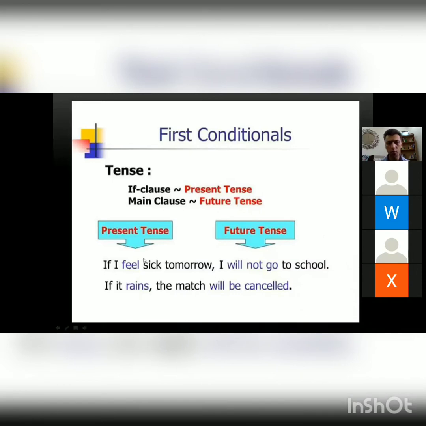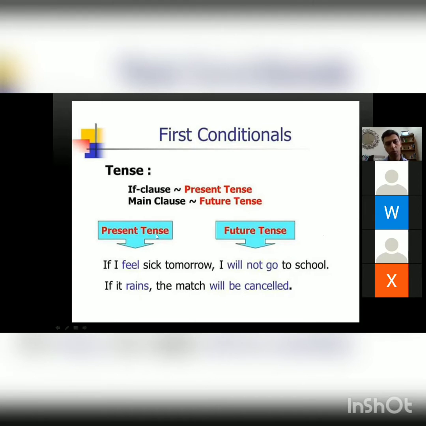Look at these two examples here. If I feel sick tomorrow, I will not go to school. Okay, let me explain this example for you. That is the first sentence, the if clause sentence. The tense of this sentence is, who can tell me? What is the tense of this sentence?